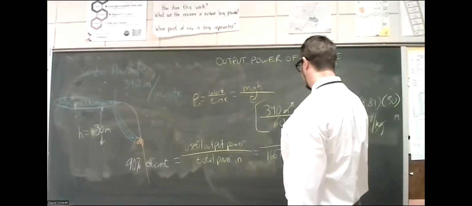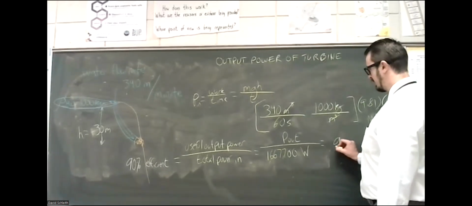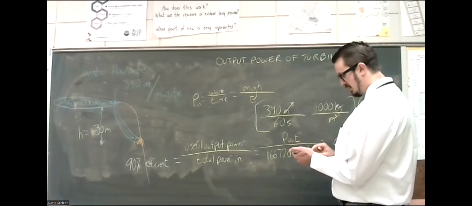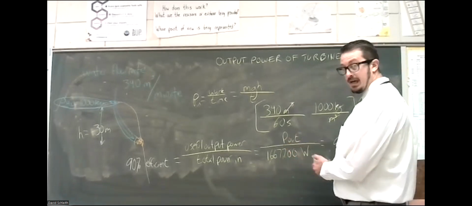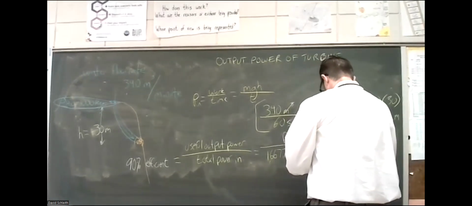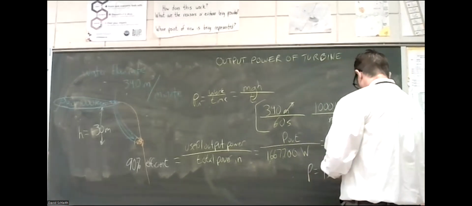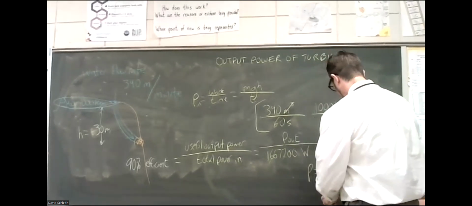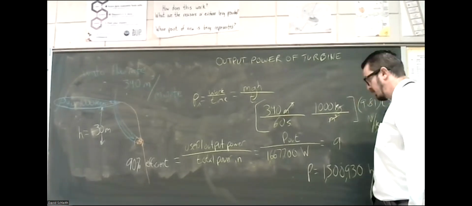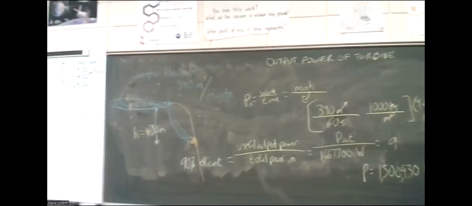Over the thing we want to know, the power out, and we know the efficiency is 0.9, 90%. So we'll take 90% or 0.9 times this value. I'll do it in my head. And we get the power out equal to 1,500,930 watts. So 1.5 million watts, 1.5 megawatts. Let's see if that's one of our answer choices.